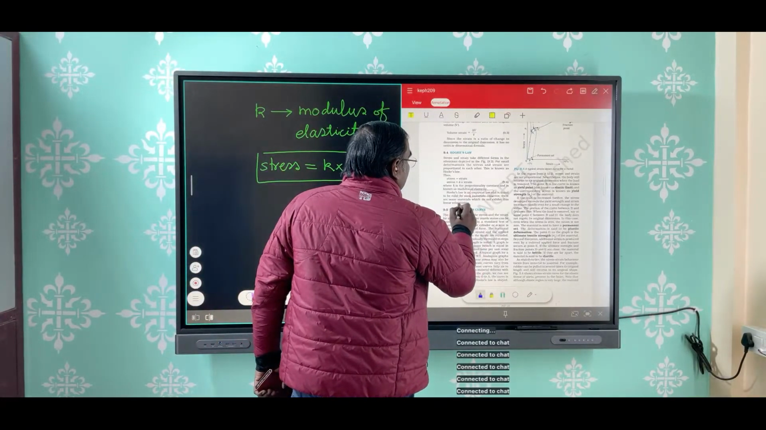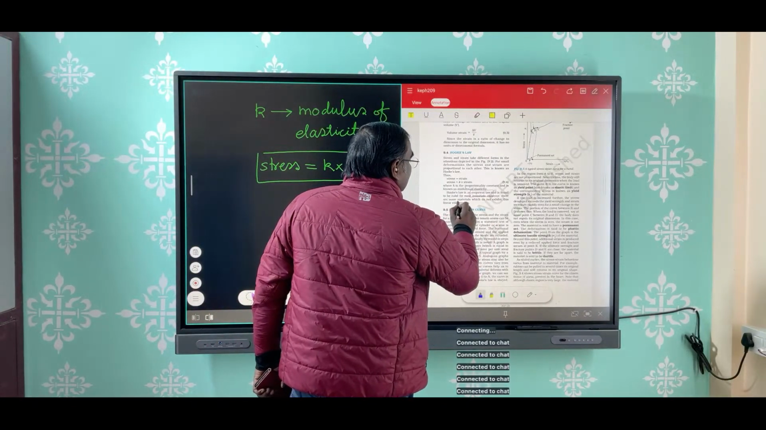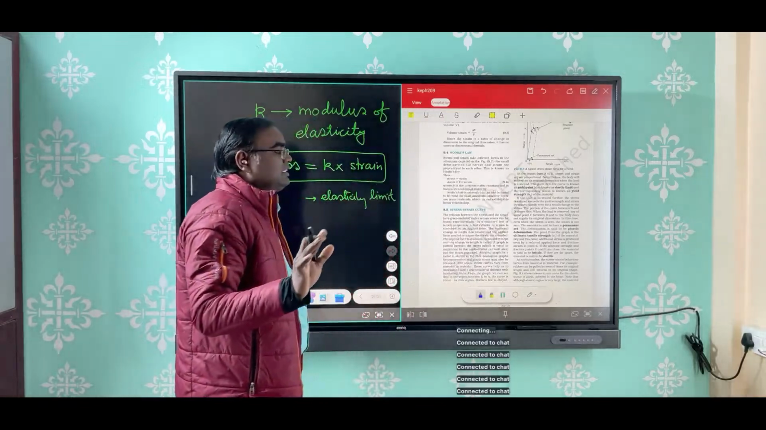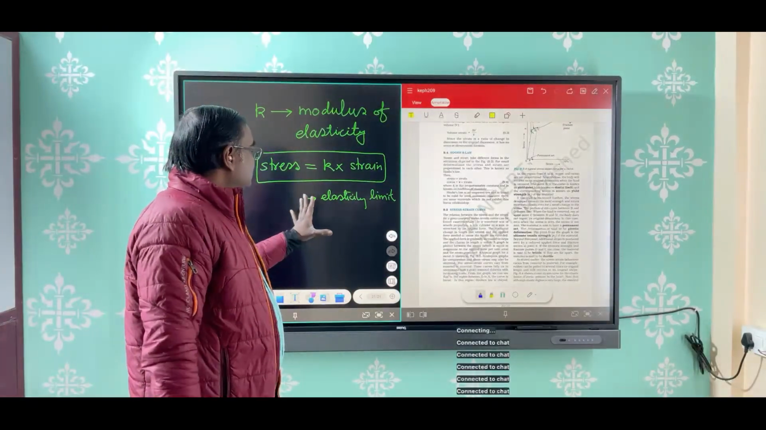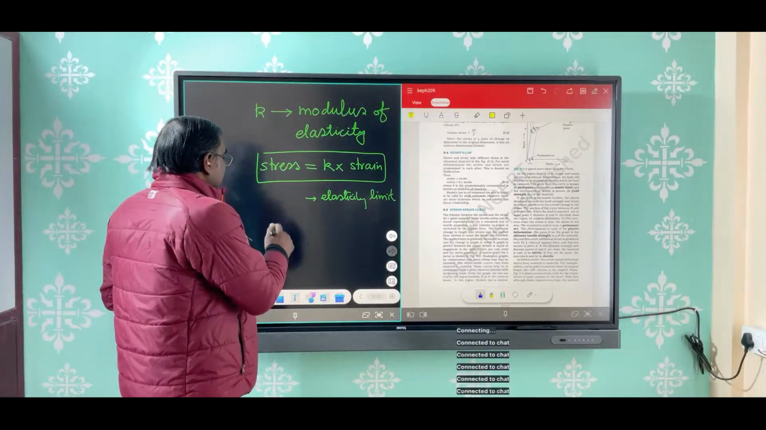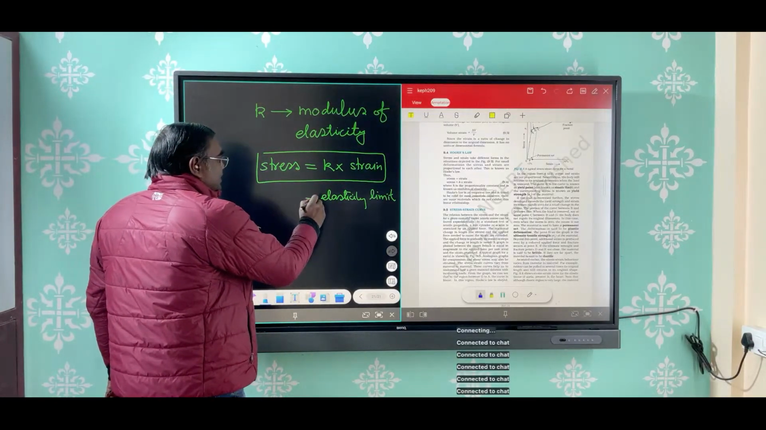So there are some materials which do not exhibit this linear relationship. So this linear relationship, for this case.